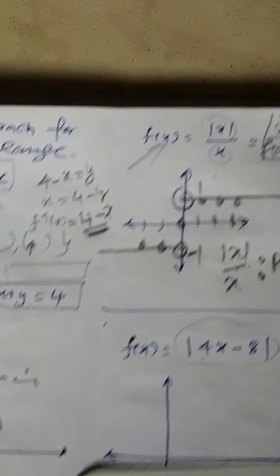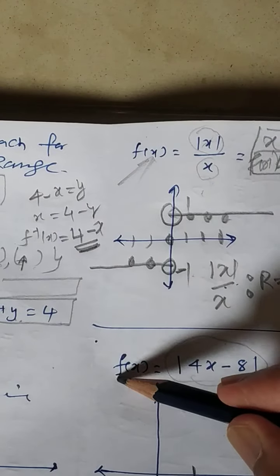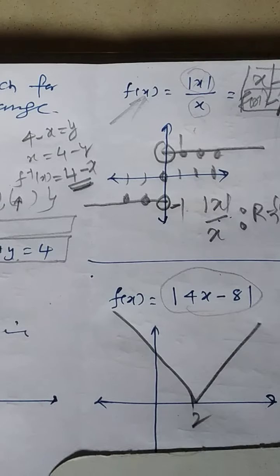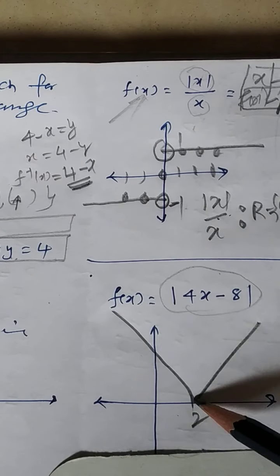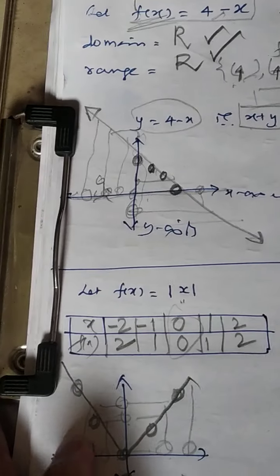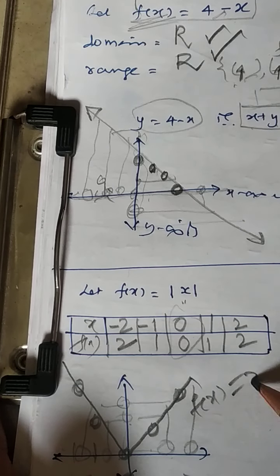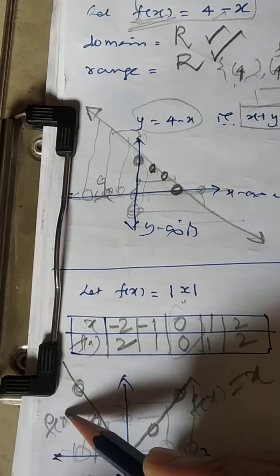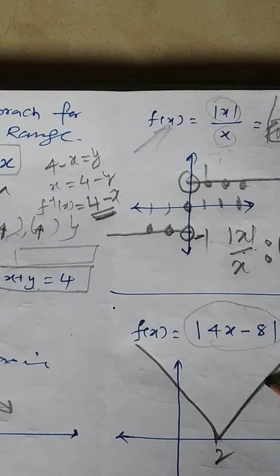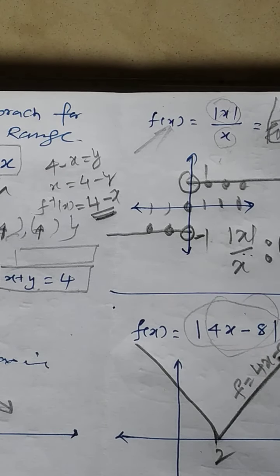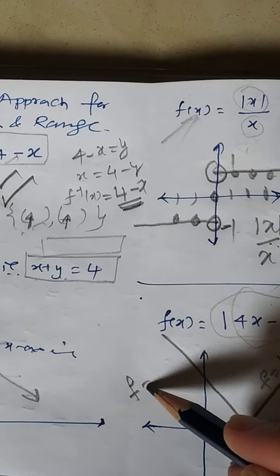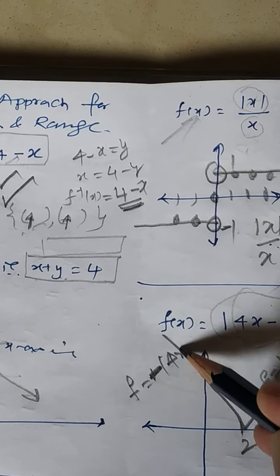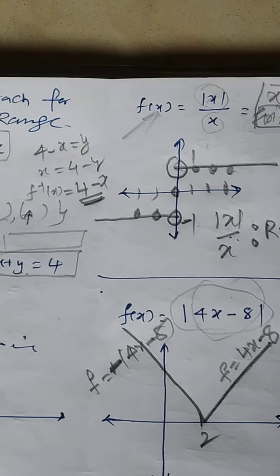You have seen that the mod x graph is always V shaped, but this V shaped graph will be starting at 2 here. Now this part is positive. Here f of x is the same as that of x, and this side f of x is nothing but minus x. Someone may ask what is the equation of this line: f will be nothing but 4x minus 8, as it is positive, and over here f is nothing but minus of 4x minus 8. This is the way of looking.